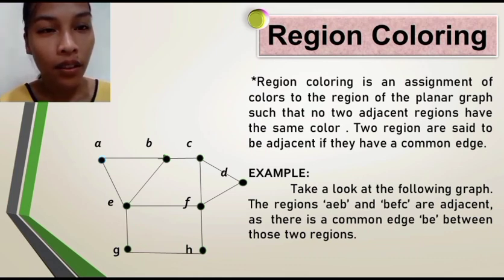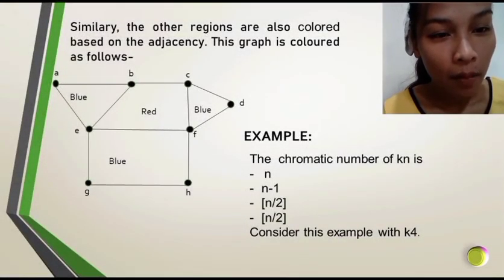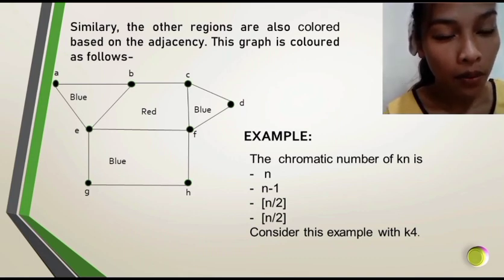A region coloring is limited to an edge coloring satisfying the cycle condition, and the dual construction builds a region coloring from any color cycle and any embedding of the graph. Similarly, the other regions are also colored based on adjacency. This graph is colored as follows: blue, red, blue, and blue.